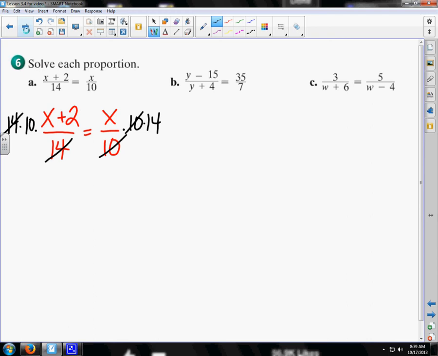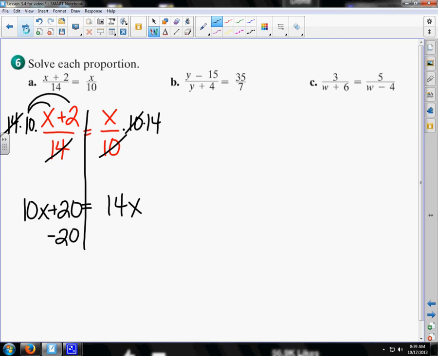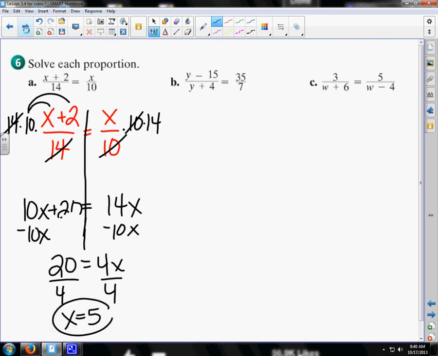Now, here's the important part. When I multiply 10 by x plus 2, I have to do the distributive property. So I have to do 10x plus 20 equals 14x. I have to distribute it to both the variable and the number. So then I solve my equation. I'm going to minus 10x from both sides. So then I get 20 equals 4x. Divide by 4, so x equals 5.